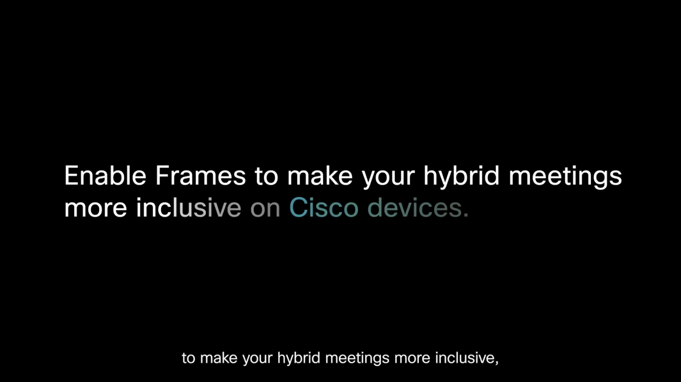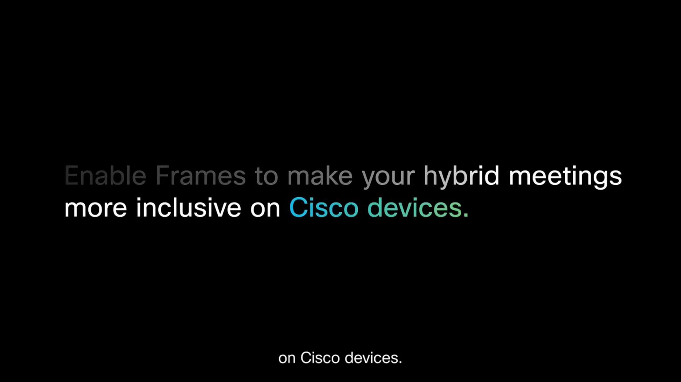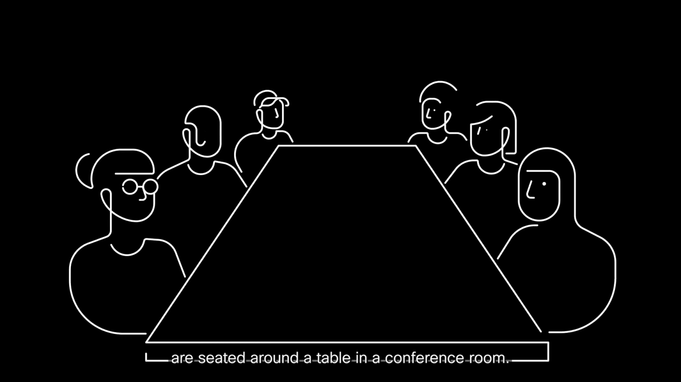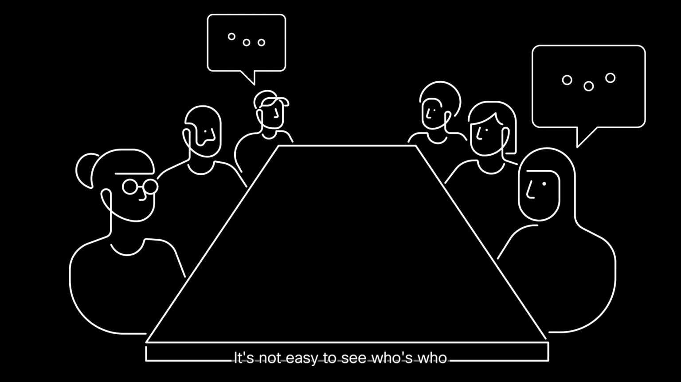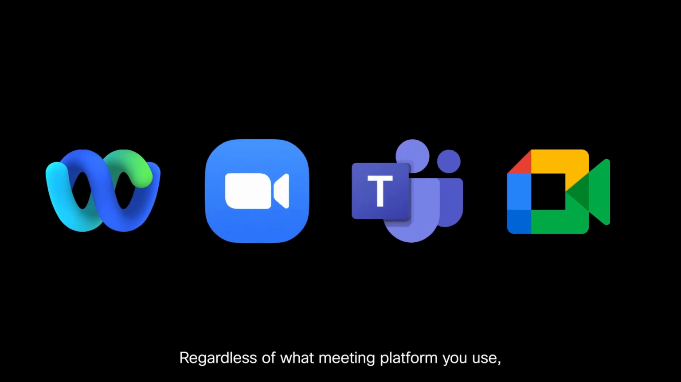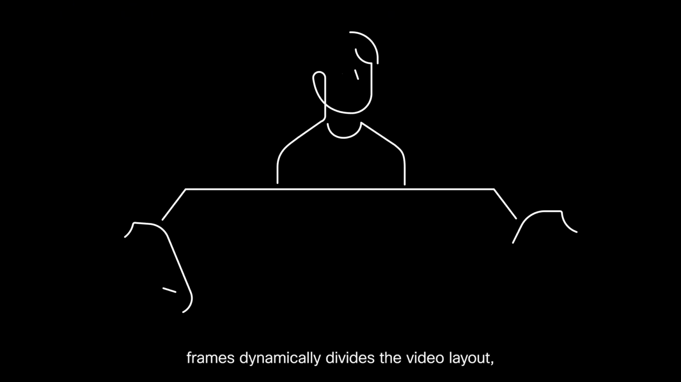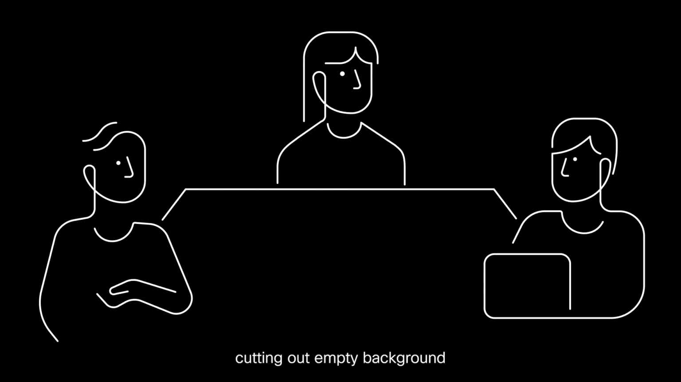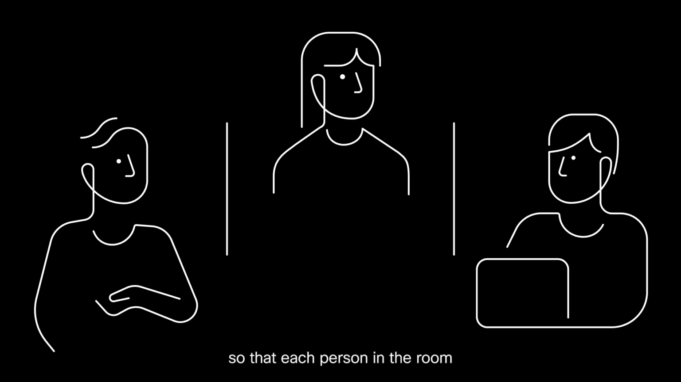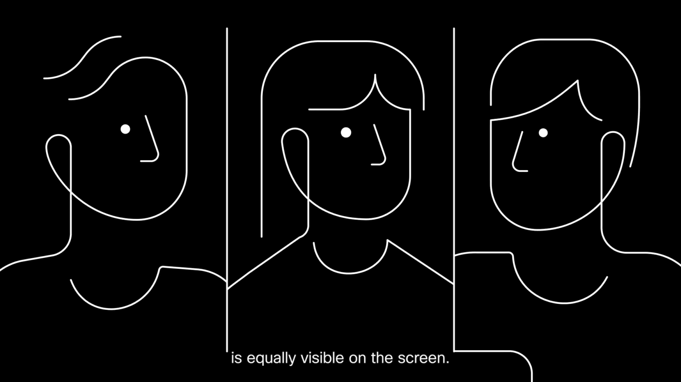Enable Frames to make your hybrid meetings more inclusive on Cisco devices. We've all had video meetings where several participants are seated around a table in a conference room. It's not easy to see who's who, or even who's speaking. Regardless of what meeting platform you use, Frames dynamically divides the video layout, cutting out empty background, so that each person in the room is equally visible on the screen.